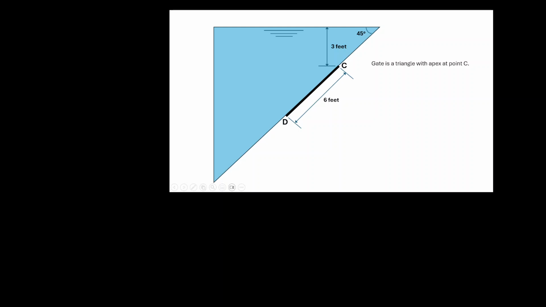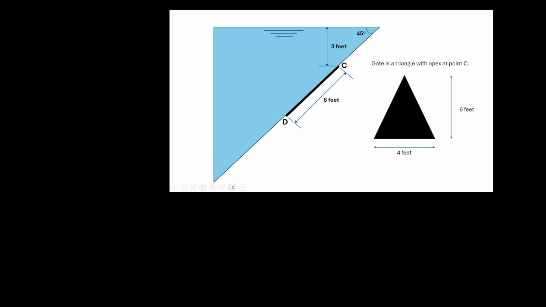In this case, we have a gate, and this gate is triangular in shape. I'm not sure why you'd have a triangular gate, but we're going to run with it. And it has its apex at point C. It's 6 feet high, as you can see in the diagram. It is 4 feet wide.